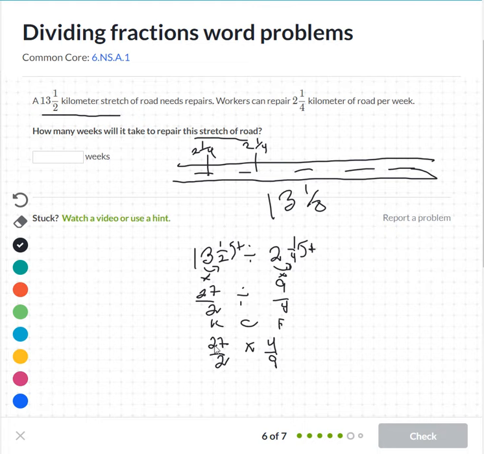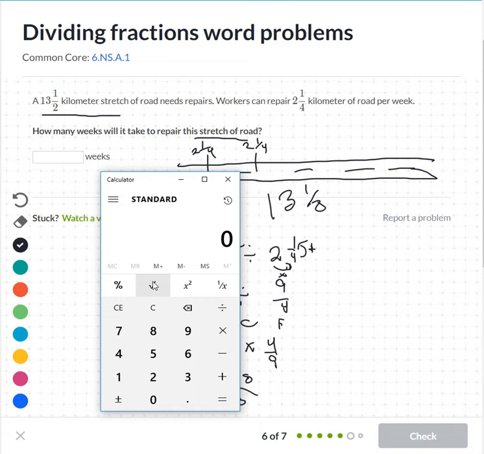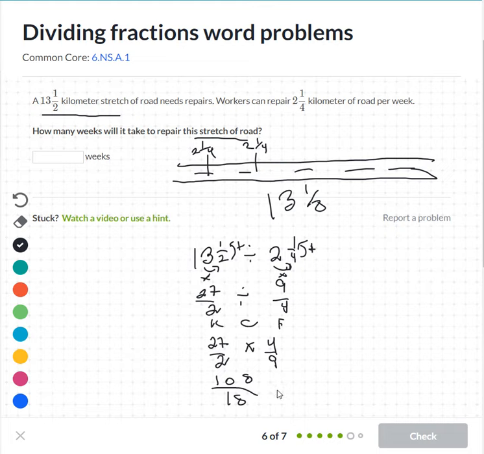27 times 4 is going to be 80 plus 28. So that's 108. And 9 times 2 is 18. So we're looking for 108 divided by 18. And since I have my calculator out, let's just double check. 27 times 4 is 108. And it's 108 divided by 18. And that's 6. So it would take 6 weeks to complete the road at a rate of 2 1/4 kilometers of road per week.